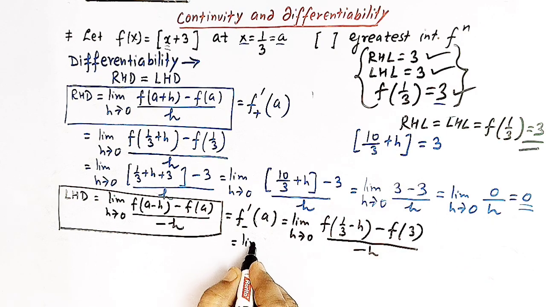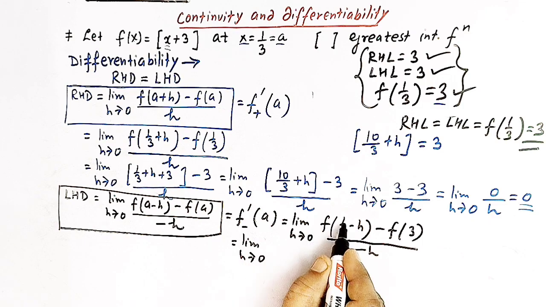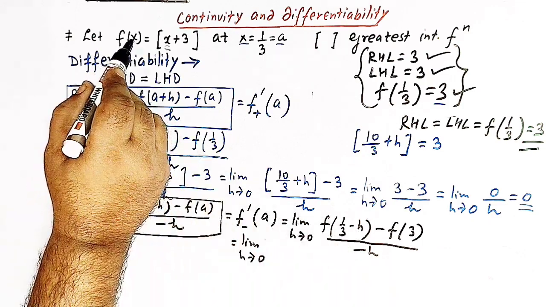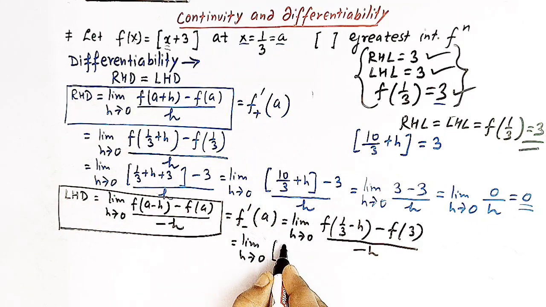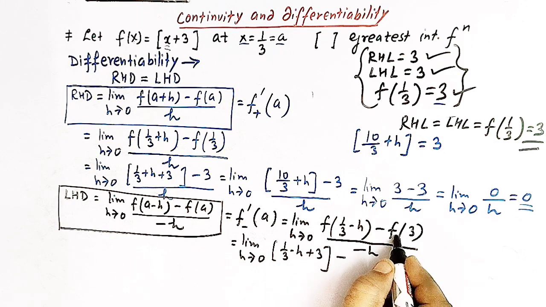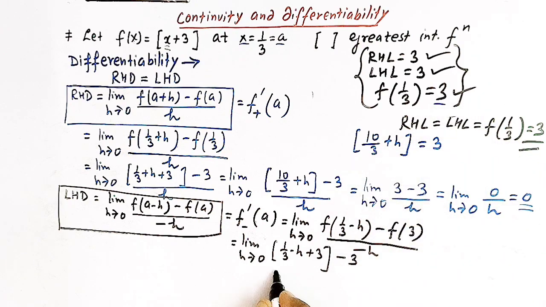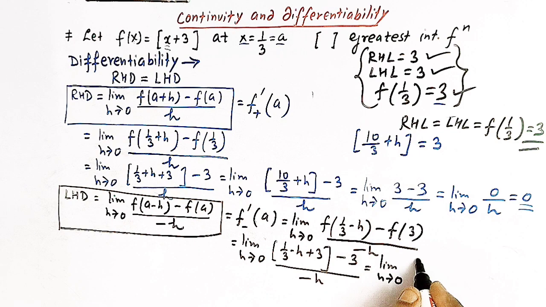So this is limit h tends to 0. f(1/3 - h) can be obtained by replacing x by 1/3 - h. So we have greatest integer of (1/3 - h + 3), and here f(1/3) is equal to 3, divided by minus h. So we have limit h tends to 0, and this is greatest integer of 10/3 minus h. Here we have 3 and divided by minus h, right?